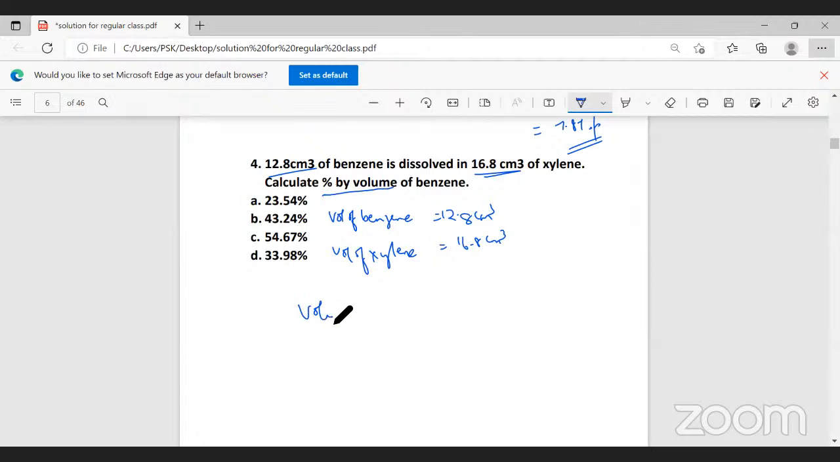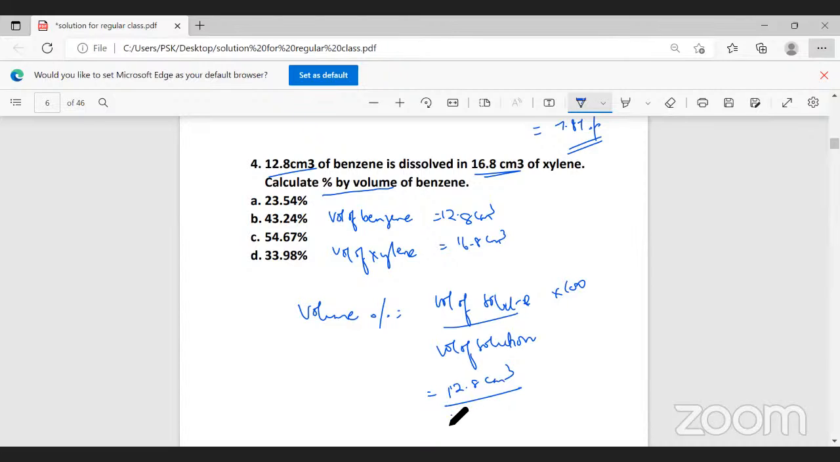So volume percentage will be what? You tell me. Volume of the solute divided by what? Volume of solution into 100. What's the volume of the solute? Volume of the solute is 12.8 centimeter cube. And volume of the solution is 12.8 plus 16.4, into 100. So solute and solvent will give you solution. On simplification, you will get 43.24% by volume. So therefore, the answer for this question is option B. Is it clear?